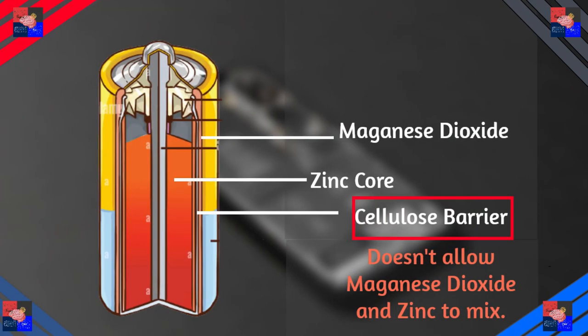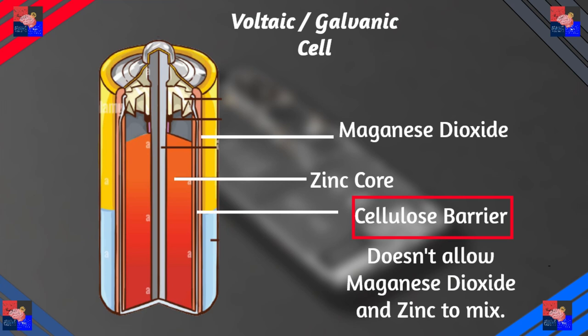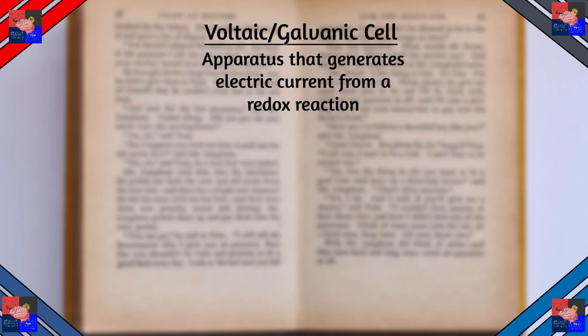Here, there's a zinc core and an outer manganese dioxide, and they are separated by a cellulose barrier which doesn't allow the zinc and manganese dioxide to mix. Alkaline batteries are therefore a type of voltaic or galvanic cell. A galvanic cell is an apparatus that generates electrical energy from a redox reaction. So the redox reaction happens first, and then it takes the electrical energy from the reaction.